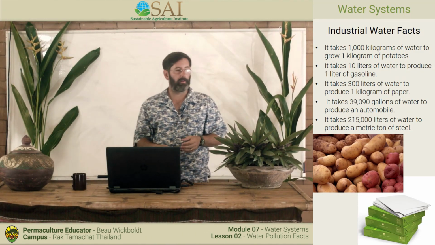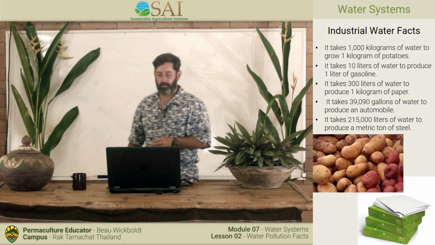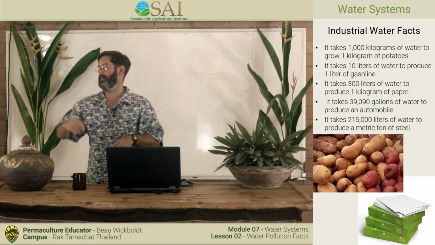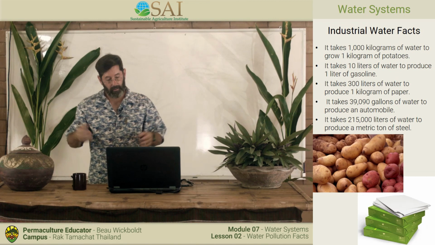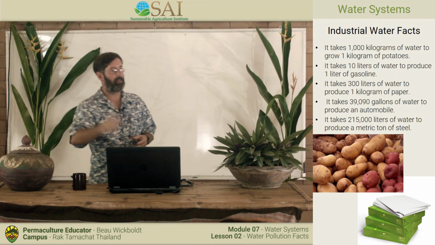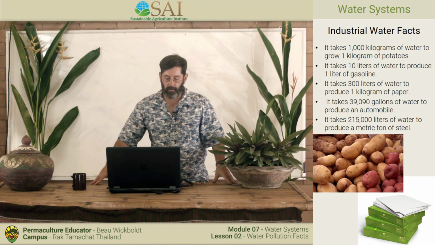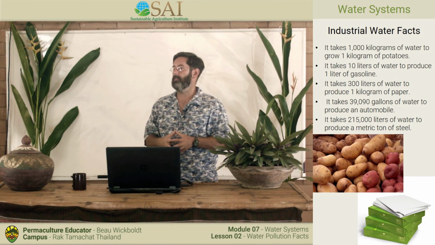10 liters of water to produce 1 liter of gasoline. 300 liters to produce 1 kilogram of paper. So we use our paper and we're done, throw it away, right? 300 liters of water. It takes 39,000 gallons to produce a car. Wow. And 215,000 liters to produce 1 metric ton of steel. So when we go to build things and use them, it's a lot of water that's consumed.